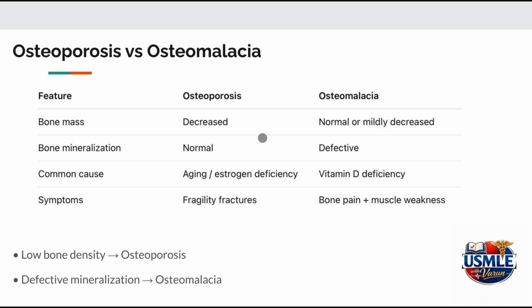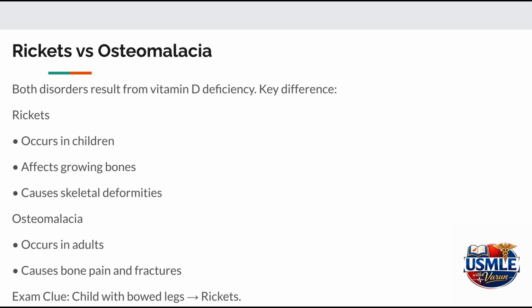This is typically because of vitamin D deficiency. Clinically, osteoporosis usually presents with fragility fractures, especially in elderly patients, whereas osteomalacia typically presents with bone pain, muscle weakness, and difficulty walking. Whenever someone asks a question regarding osteoporosis or osteomalacia, we can just think of simple tips. Low bone density suggests osteoporosis, while defective mineralization suggests osteomalacia.